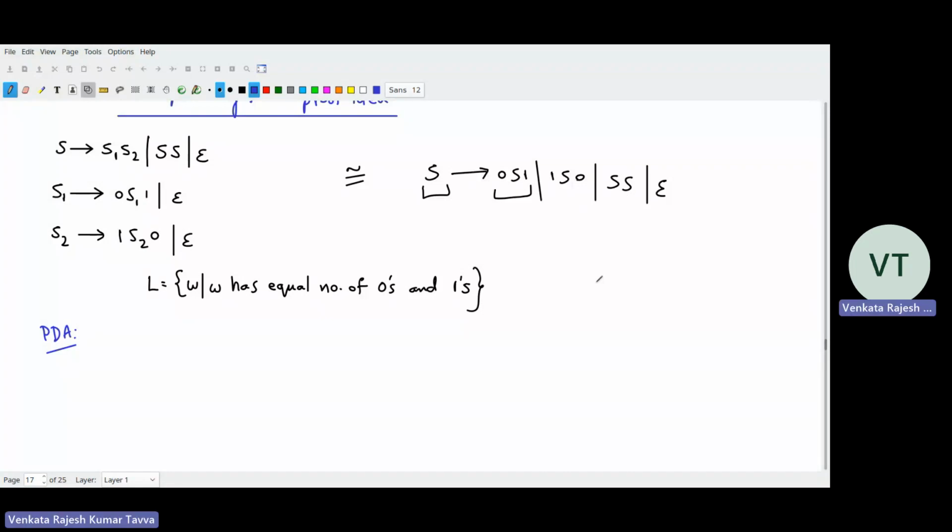Like in 0 power n 1 power n, what is the logic? Every time I get a 0, I push it onto the stack. The moment I get a 1, I pop a 0 from the stack. That's it. Forget PDA, transitions, all those things. Similarly, what is the logic here, in terms of stack transitions, stack manipulations?